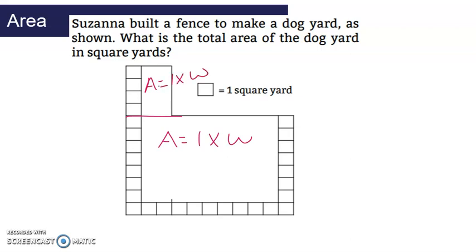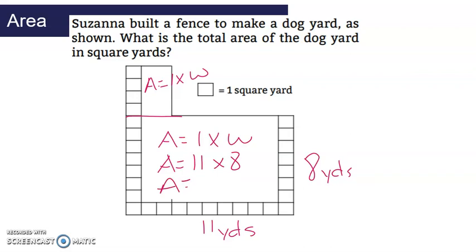Okay, so let's go ahead and count for our length. Okay, so we have 1, 2, 3, 4, 5, 6, 7, 8. So in this case, this is 8 yards. Okay, let's count here. 1, 2, 3, 4, 5, 6, 7, 8, 9, 10, 11. So this is 11 yards. Okay. Now for me to find the area of this rectangle, I'm going to take those 2 values and multiply. So the area is 11 times 8. So 11 times 8 is 88.